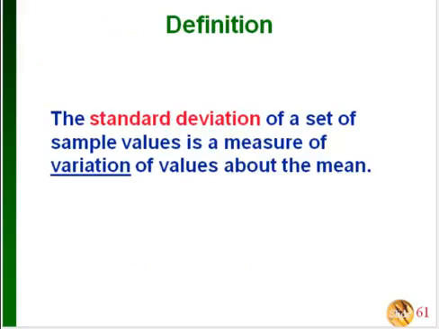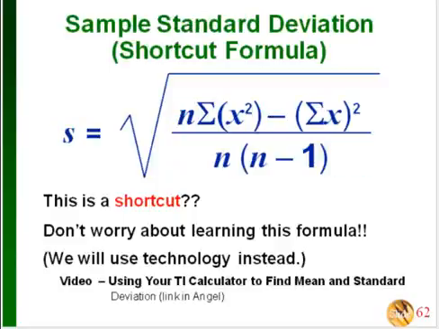Now for the standard deviation, this is a measure of variation of values about the mean. So it tells you how far in general the values are from this. Here's the formula for the standard deviation. This is the shortcut formula, believe it or not. Like I said down here, this is a shortcut.